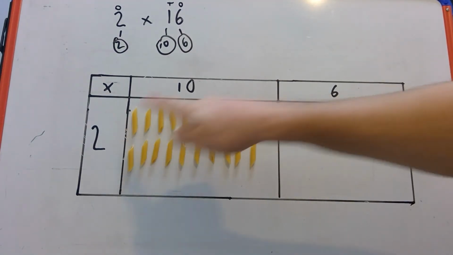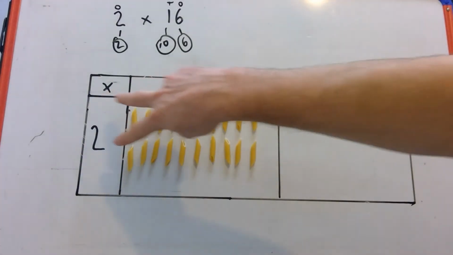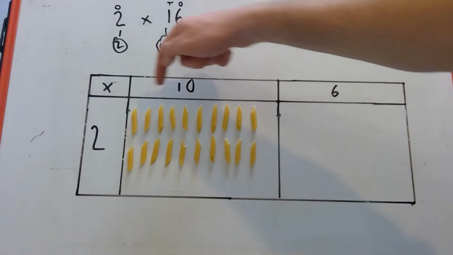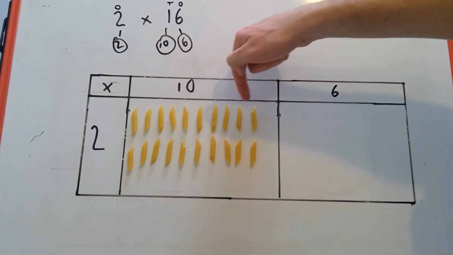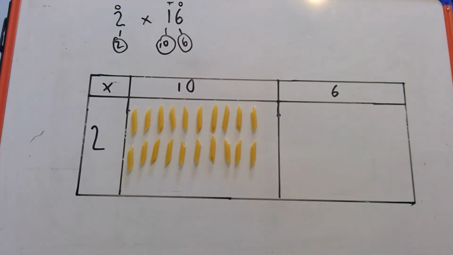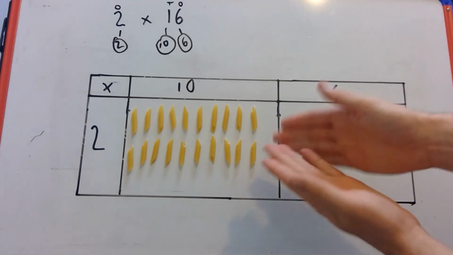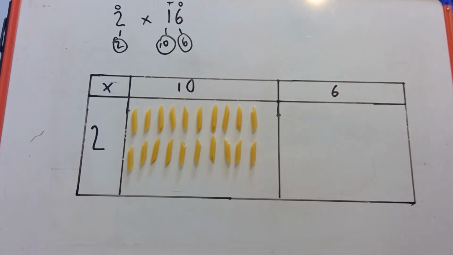So 2 times 10 is 2 rows, so I've got 2 rows, and 10 columns. 1, 2, 3, 4, 5, 6, 7, 8, 9, 10. Perfect. They're in a straight line. They are in an array. They're not all messy all over in this box. It's so important that they are created like this, in 2 rows and in 10 columns, nice and straight. So that's our first one.